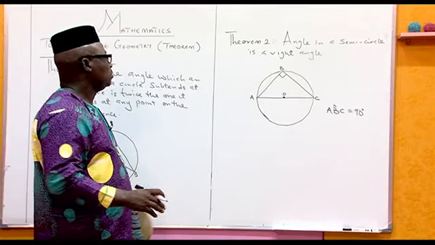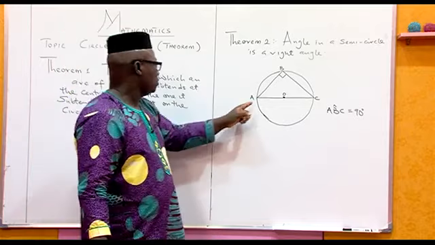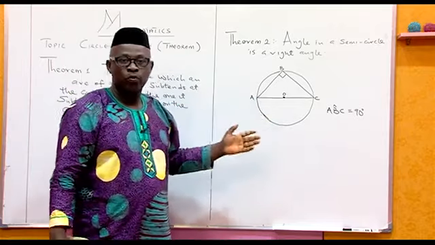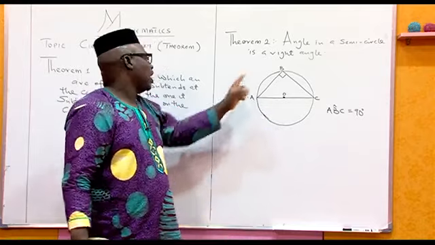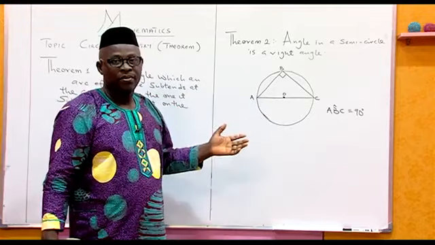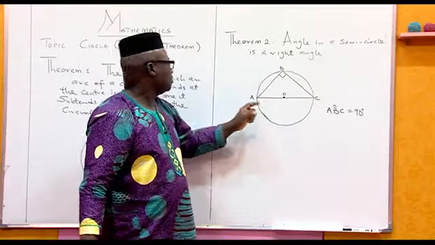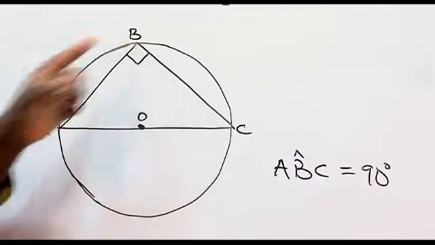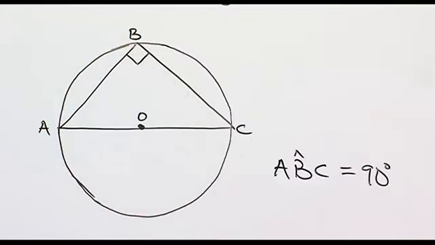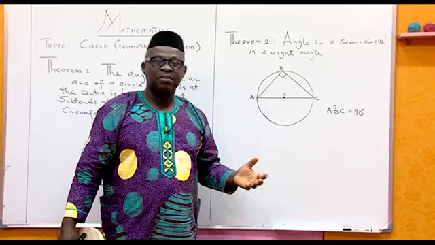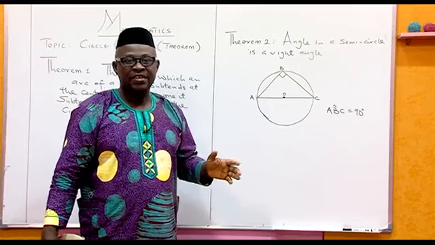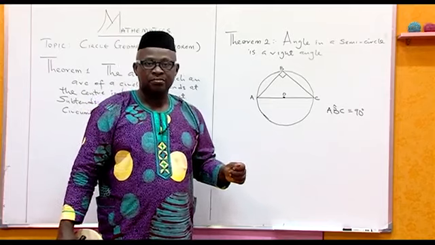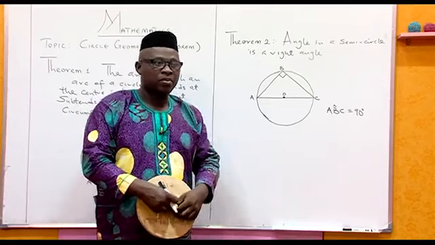Watch out for the diameter of a circle. It will guide you to know if we have an angle in a semicircle, because it is the diameter that is projecting this angle on the circumference. Any angle projected on the circumference by the diameter is going to be 90 degrees. Take note of this theorem number 2.